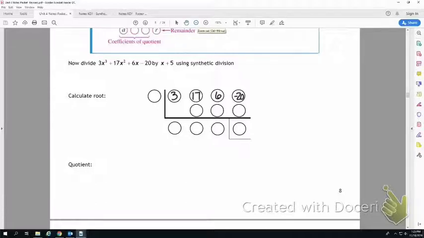And then my divisor, I'm going to, it's x plus 5, so you can think about solving for the solution whenever you have that. Okay, if it's x plus 5, you set it equal to 0, and that's going to be negative 5.